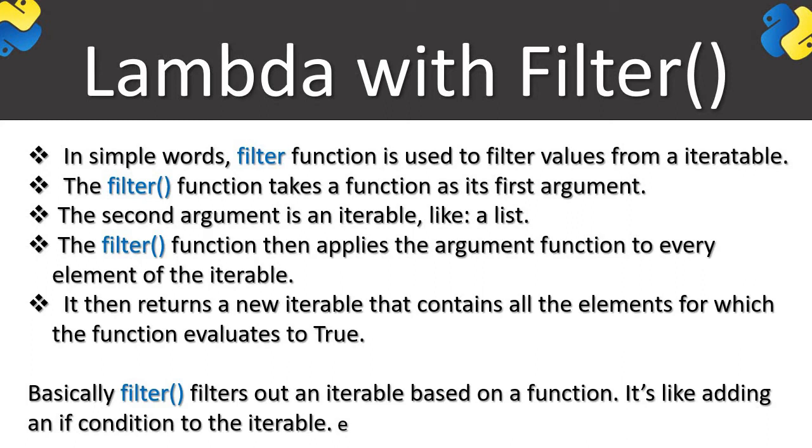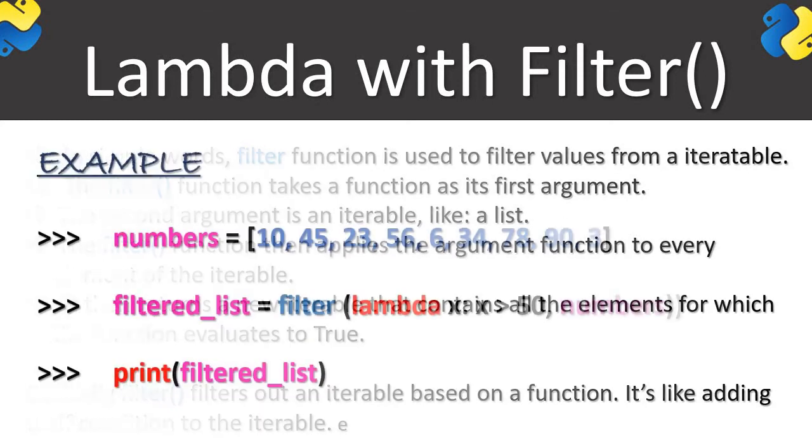The filter function then applies the argument function to every element of the iterable. So basically we are providing two arguments in the filter function. First is the function and the second argument is the iterable. The provided function will be applied to the iterable for filtering out the values, and it returns a new iterable that contains all the elements for which the function evaluates to true. Basically, filter function filters out an iterable based on a function. It's like adding an if condition to the iterable.